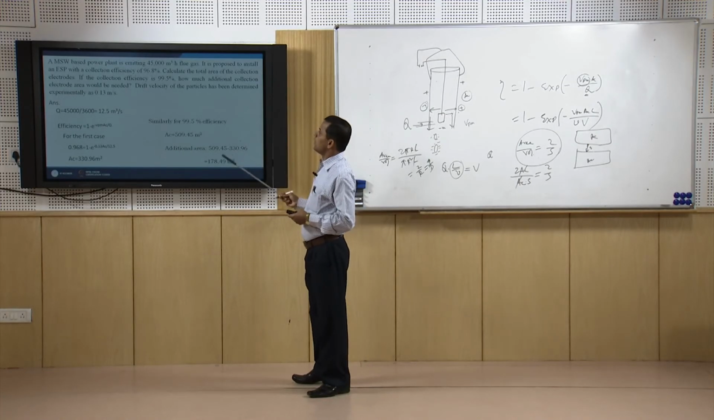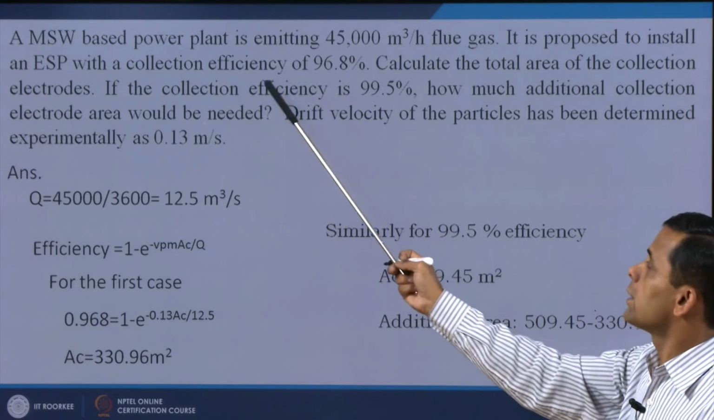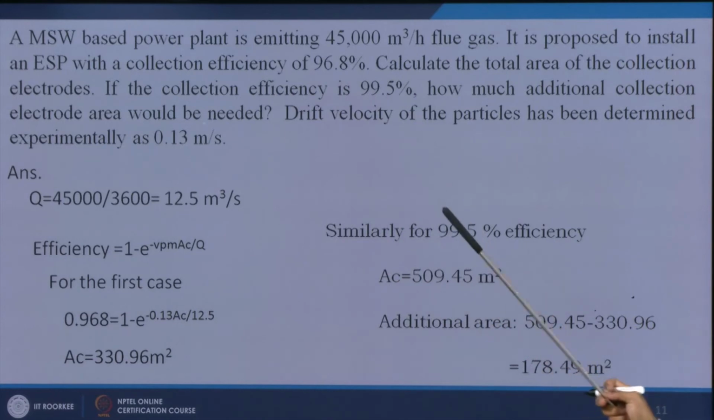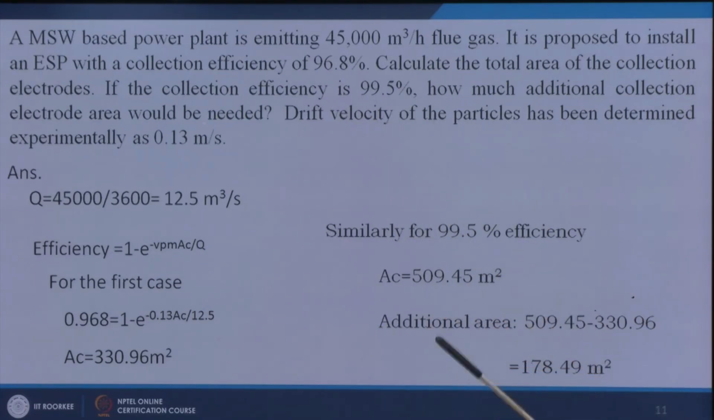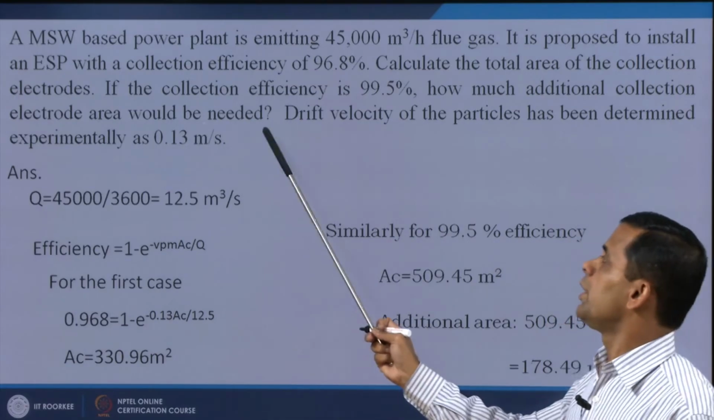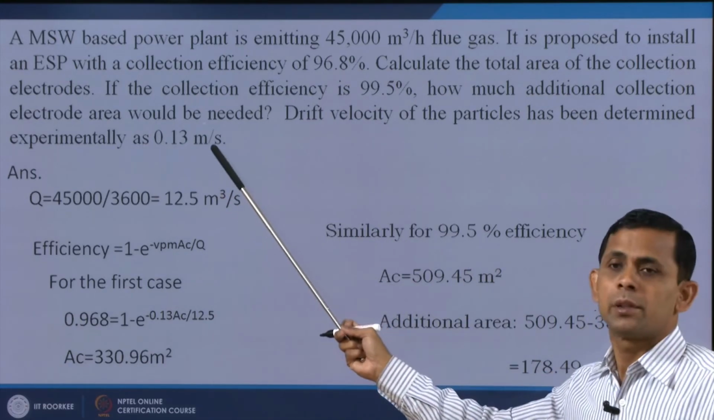This is an example. A municipal solid waste based power plant is emitting 45,000 meter cube per hour of flue gas. It is proposed to install an ESP with a collection efficiency of 96.8%. Calculate the total area of the collection electrodes. If the collection efficiency is 99.5%, how much additional collection electrode area would be needed? The drift velocity of the particles has been determined experimentally as 0.13 meter per second.